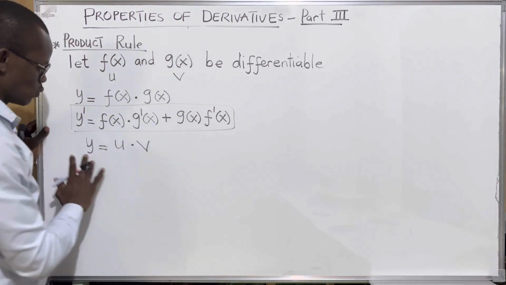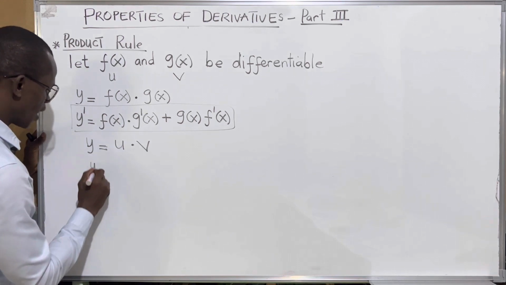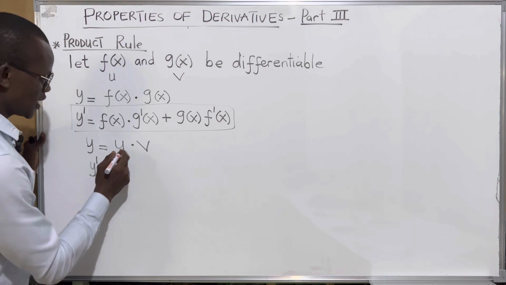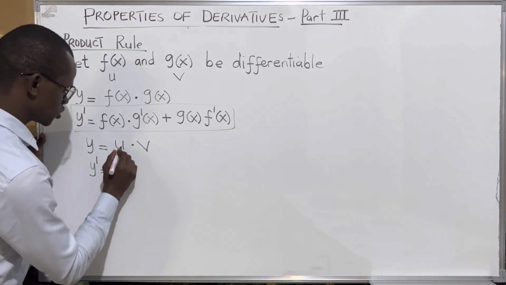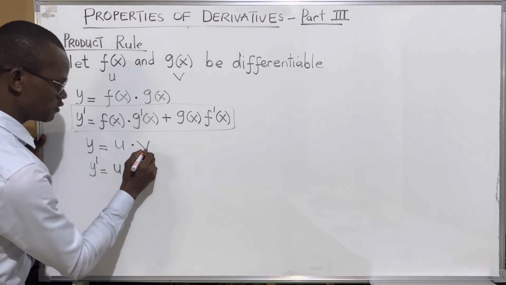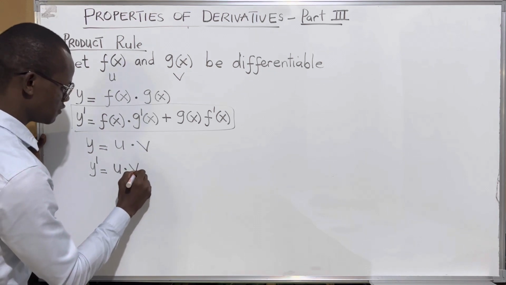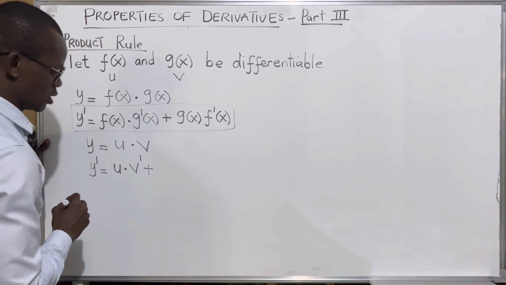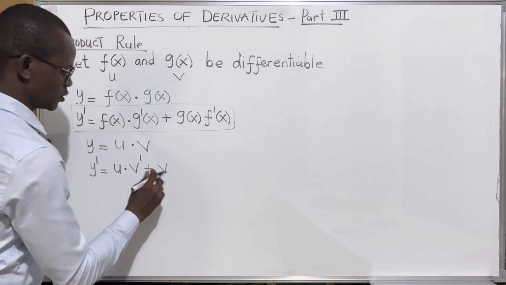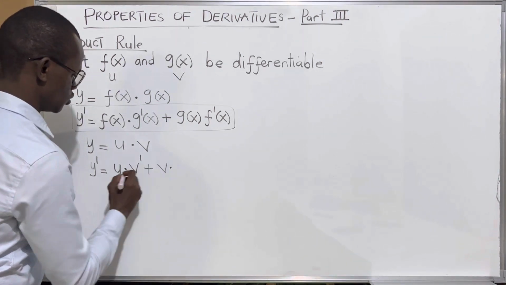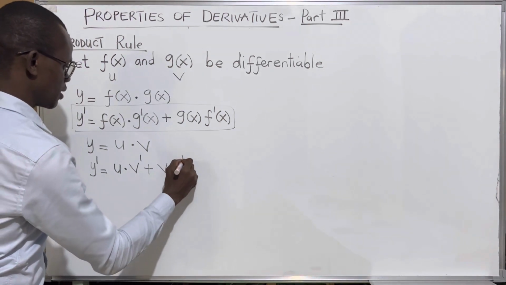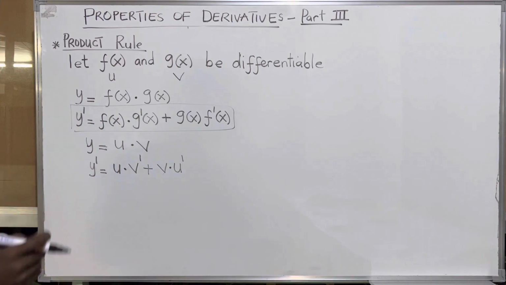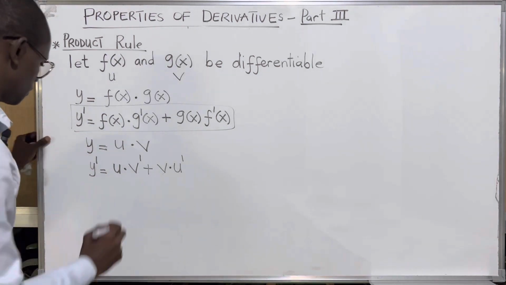So let's maintain y. So now we have y prime equals. Again, we hold the u, the first function, times, then we differentiate v, we get v prime. Plus, we hold v now, and we differentiate u, we get u prime. So this is just the same as the previous one we did. So let's look at some examples.